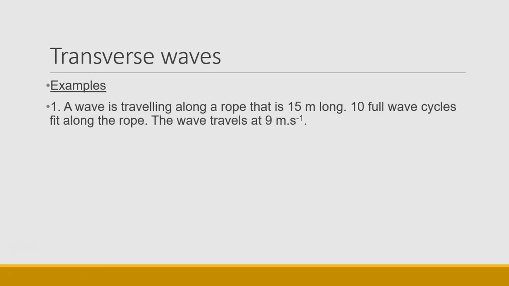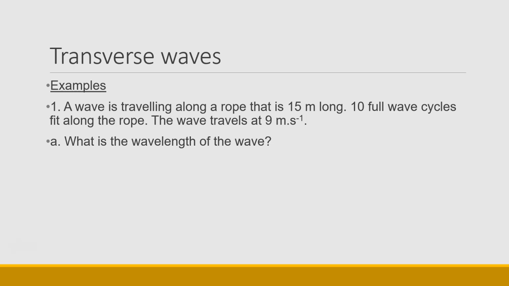Let's take a look at the first example. A wave is traveling along a rope that is 15 meters long. 10 full wave cycles fit along this 15-meter rope, and the wave travels at 9 meters per second. So we've been given the speed of the wave. We were also given some information about the length of the wave and how many wave cycles fit into it.